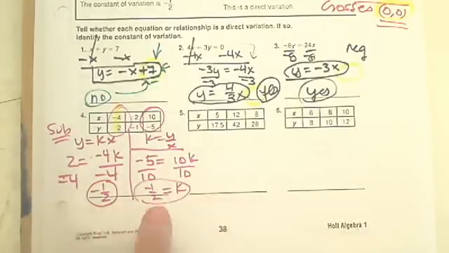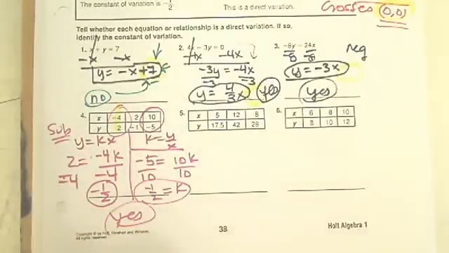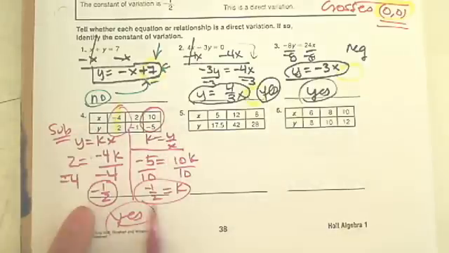Because they're the same on both sides? Yes, it makes a line. Do we have to do both of those in order to solve it? No, pick 2 points and make sure they match.